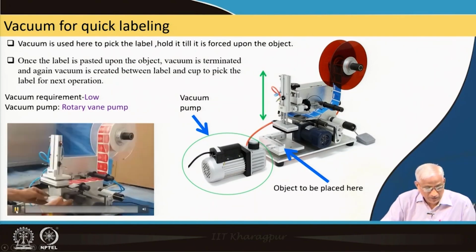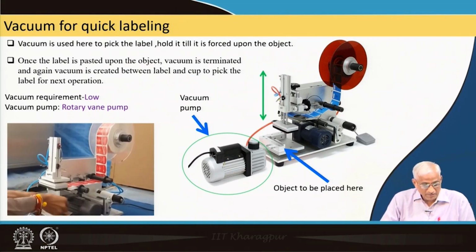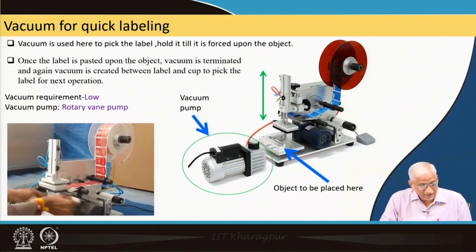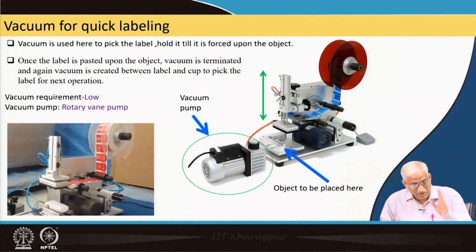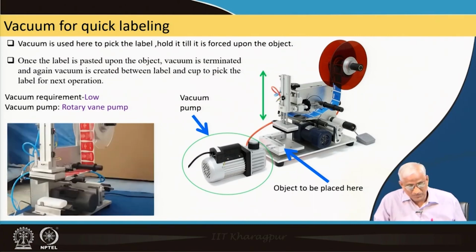I will show you a little bit of animation. You focus on this. Okay. Label came, it got connected there and pasted there, and the vertical moves up and down. So, all the operations are automated. This is using vacuum pumps connected to the side with a small pipe.